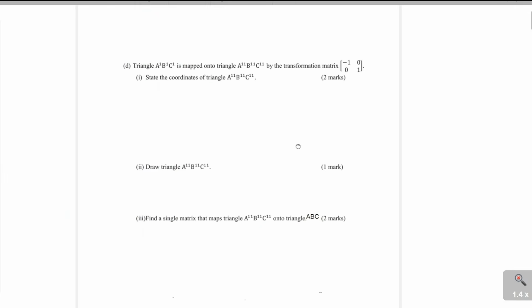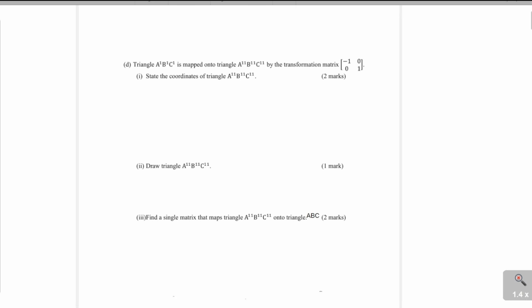The other question is, triangle A prime, B prime, C prime, that is part D, is mapped onto triangle A double prime, B double prime, C double prime by the transformation matrix negative 1, 0, 0, 1. State the coordinates of triangle A double prime, B double prime, C double prime.